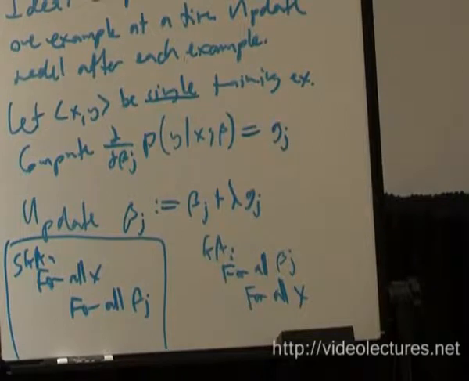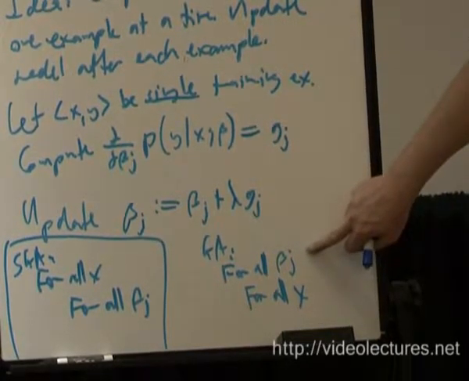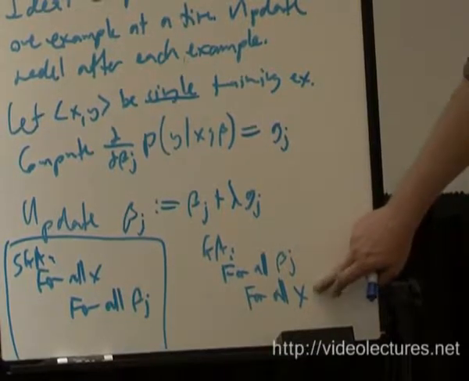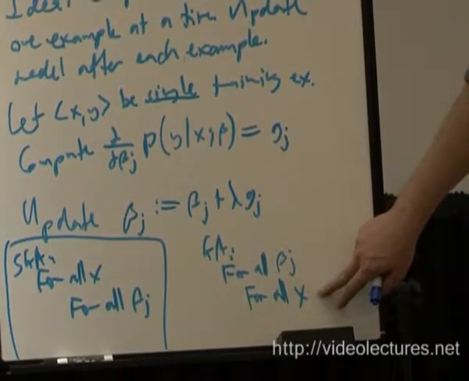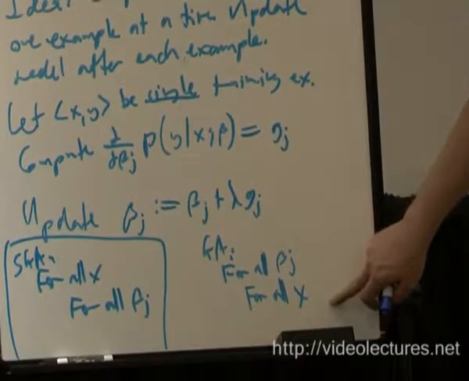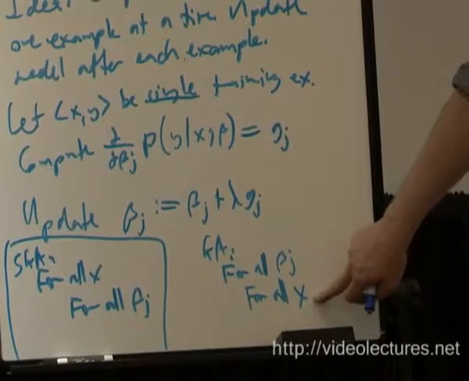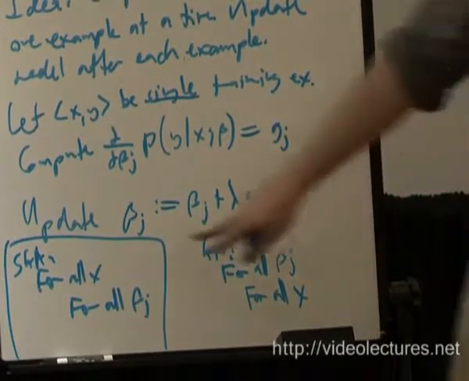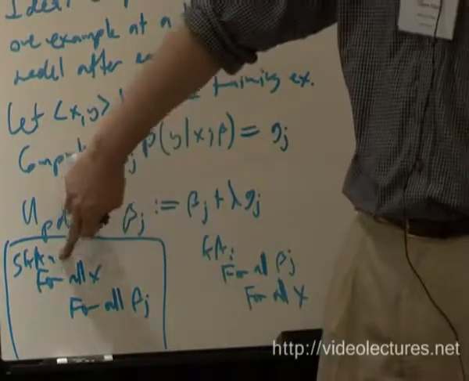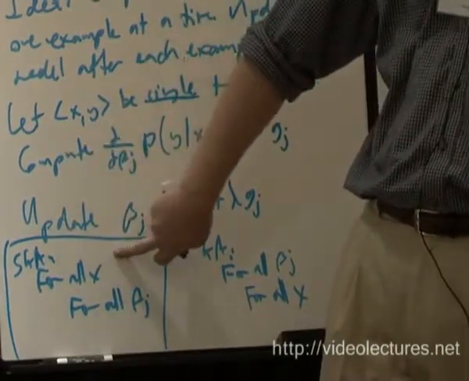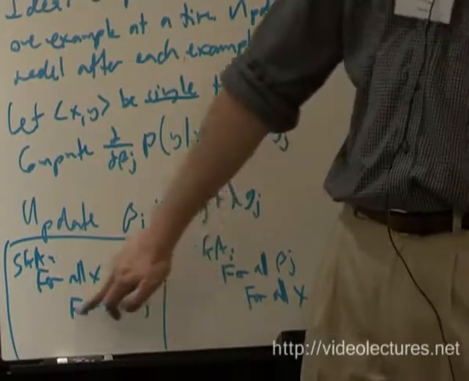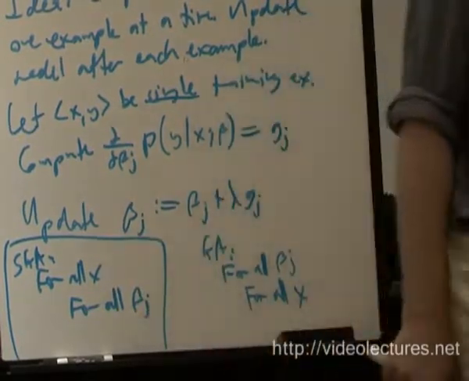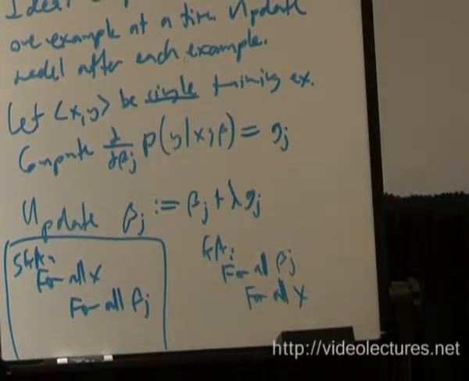In regular gradient ascent, you'd do the update one parameter at a time. For each parameter, you'd calculate the derivative with respect to that parameter, and the derivative involves iterating over the whole training set. With stochastic gradient ascent, you do it one training example at a time. So for all x is the outer loop, and the inner loop is for all beta j. So for each example, you update all the parameters.